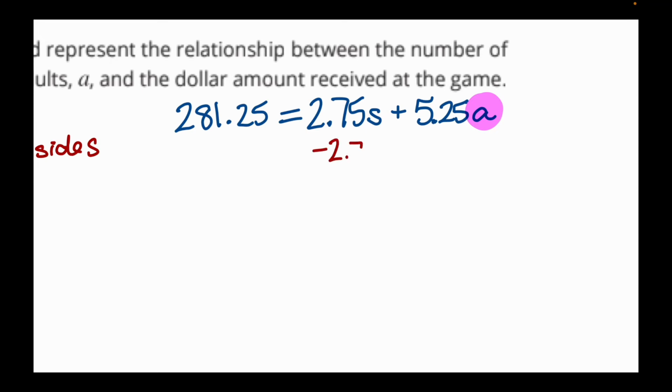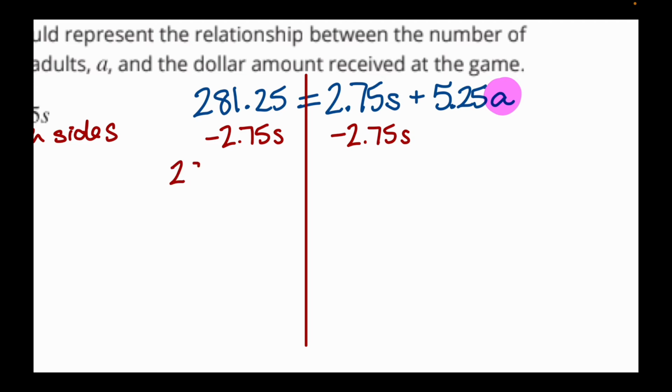We're going to subtract 2.75s from both sides. So if you need to, you can draw your barrier line here at your equal sign. These two on the left don't add up, so we're just going to leave it as 281.25. I have to move that over, I didn't have enough space. Minus 2.75s, that's going to be equal to just 5.25a.